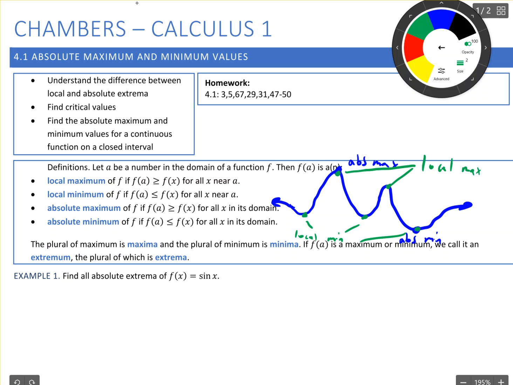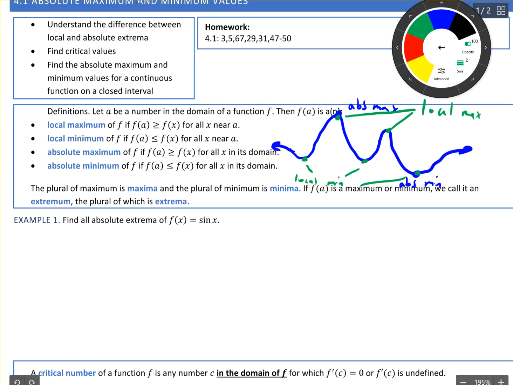If you have one of them, it's a maximum. If you have multiple, the plural of maximum is maxima. The plural of minimum is minima. And then we use the word extremum to refer to a maximum or a minimum. So if I say extremum, that just means a max or a min, and the plural of that is extrema. If we're talking about one, it's extremum. If we're talking about many, it's extrema.